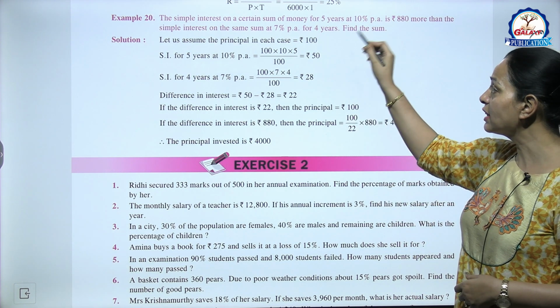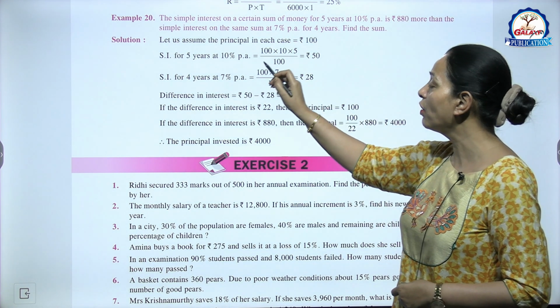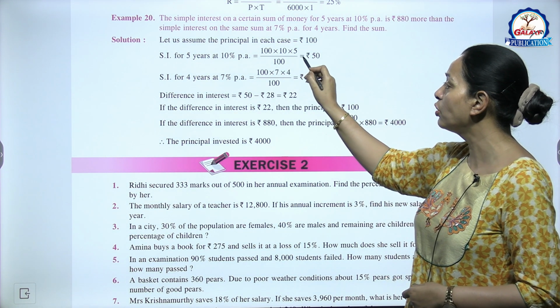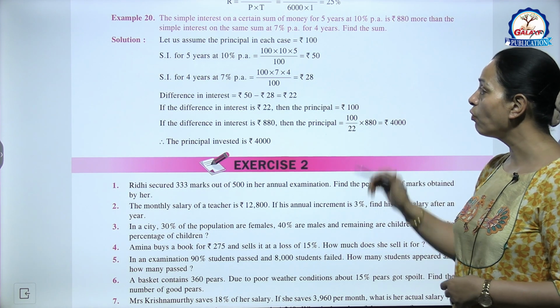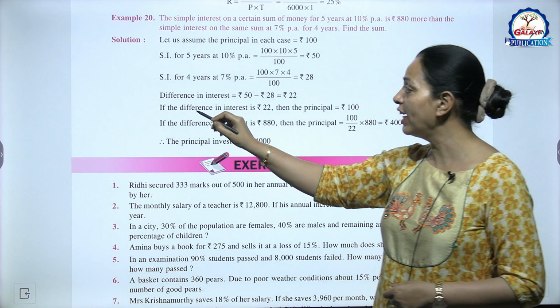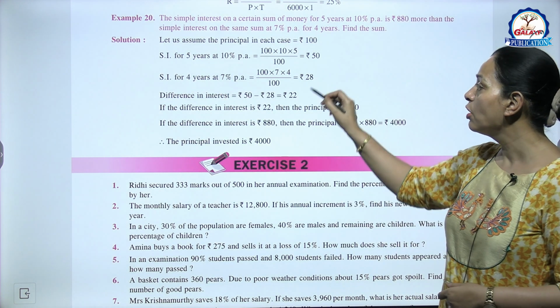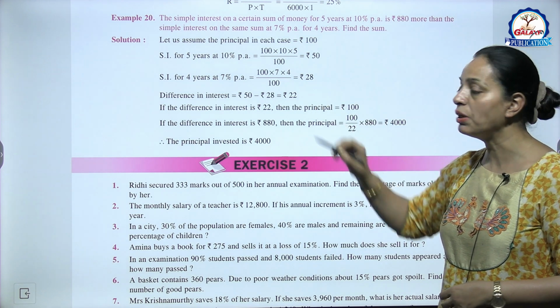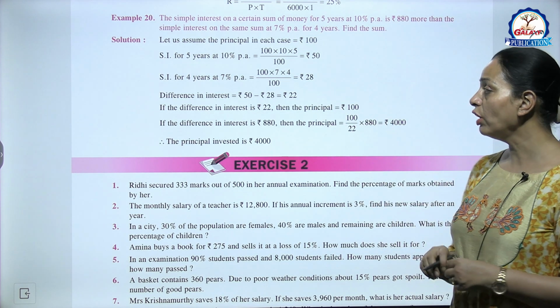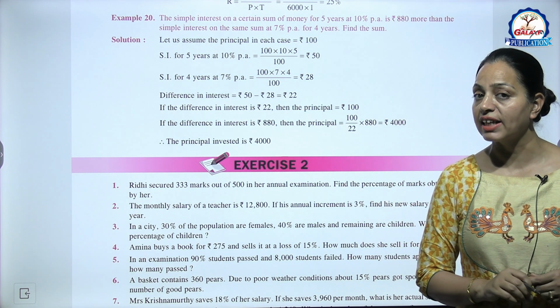अब हम दोनों केसेस में क्या फाइंड कर लेंगे? सिंपल इंटरेस्ट. So simple interest for first case, 100 into 10 into 5 upon 100, that is rupees 50. Now find out the interest for the second case. So simple interest for 4 years at 7% per annum is rupees 28. इन दोनों में difference कितना है? That is rupees 22.